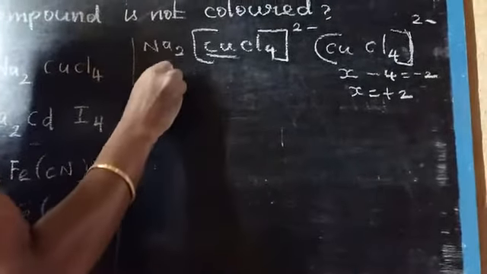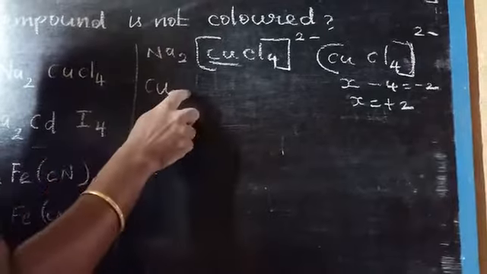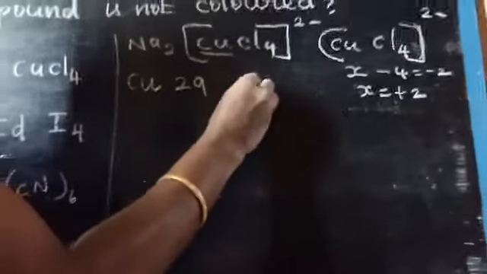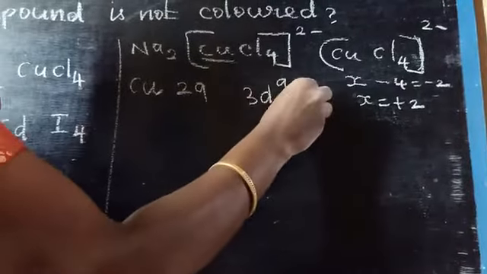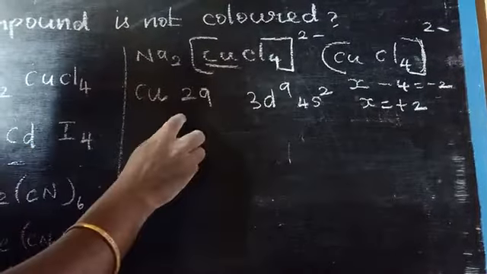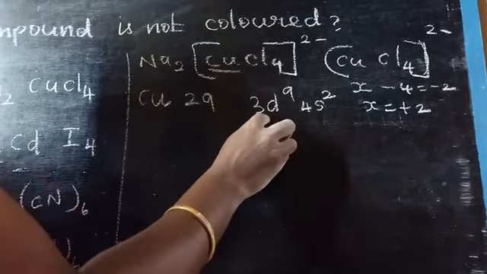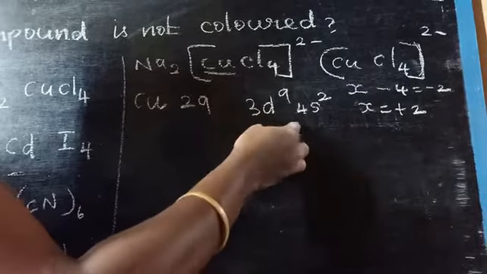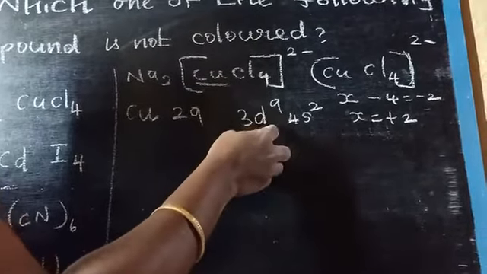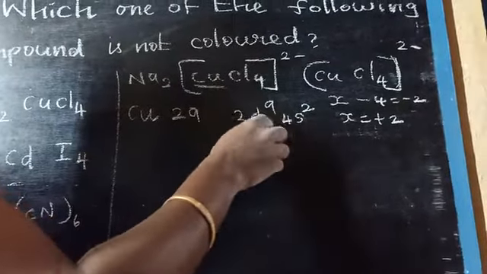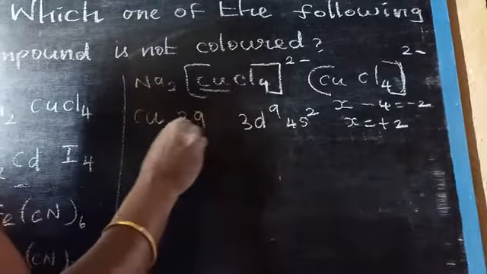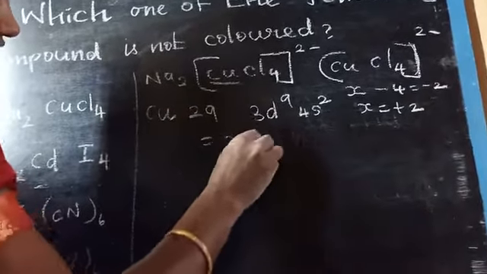Copper atomic number, write the atomic number: 3d9 4s2. Here plus 2, so the last 2 electrons are removed. So remaining 3d, according to the symmetrical concept, 3d10 4s1. So remaining 3d8. So here 3d8.